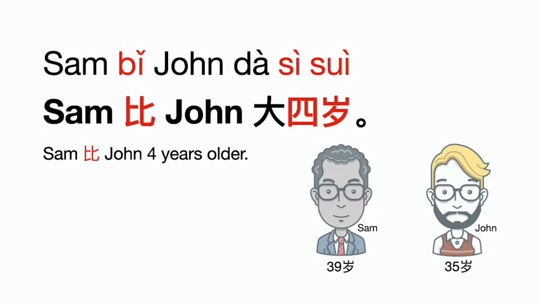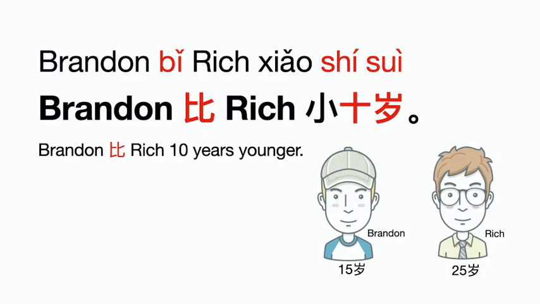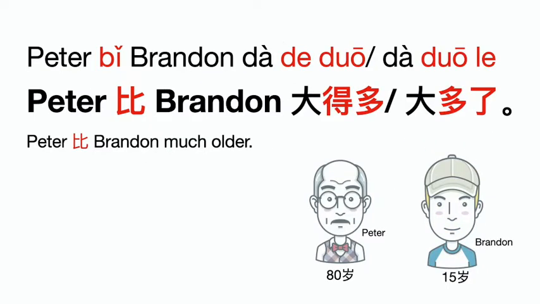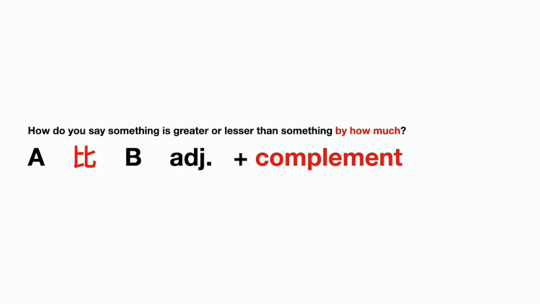Sam 比 John 大4岁。Brandon 比 Rich 小10岁。Paul 比 James 大一点儿。Peter 比 Brandon 大得多 or 大多了。When we use the 比 complement structure to describe A is greater or lesser than B by how much, we have to add the degree of how much at the end of the sentence. Let's look at the examples again.